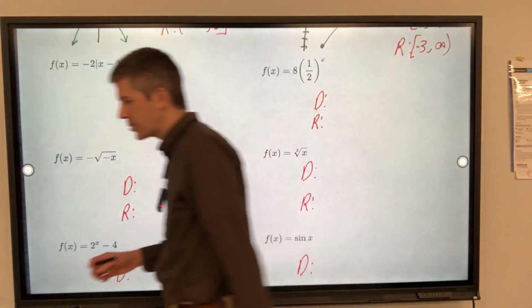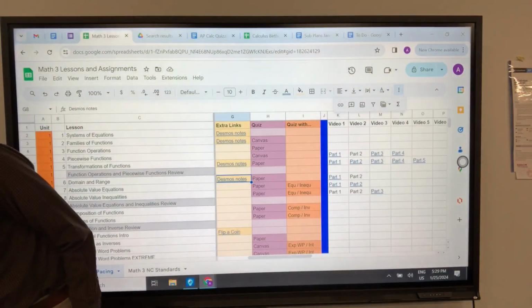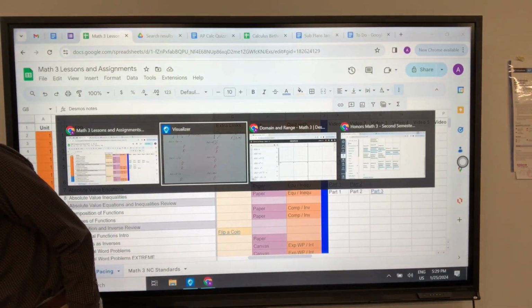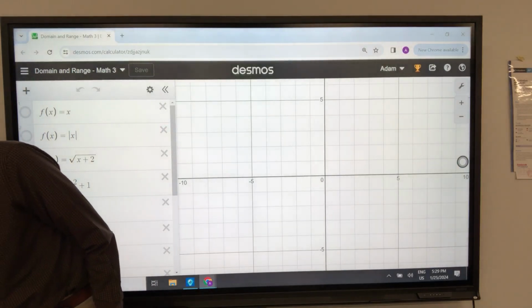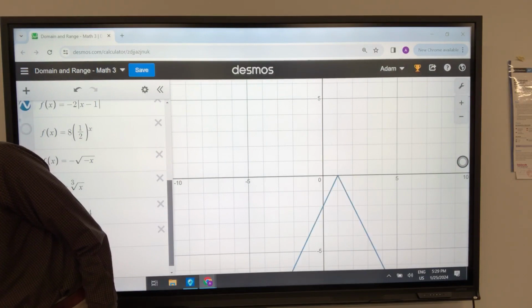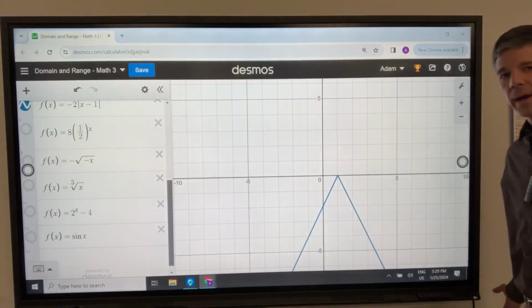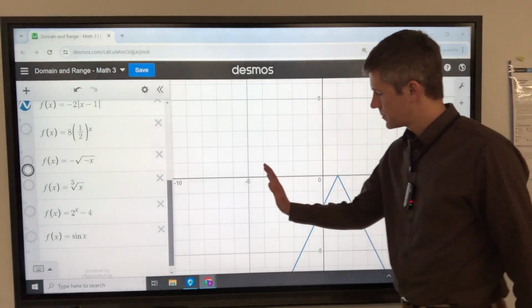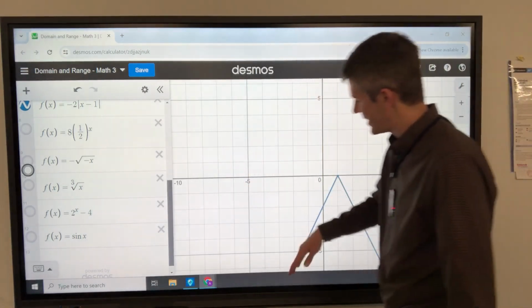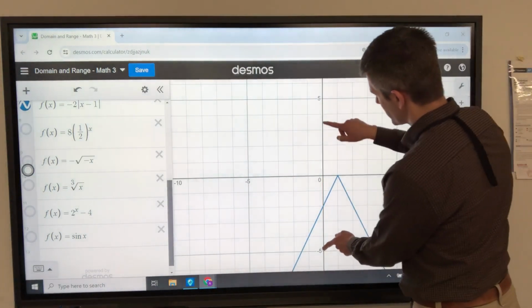Okay, let's go to Desmos. And that's not it. That's a spreadsheet of all the lessons. And I'm going to do, let's see. Let's start with this one. That's the next one we're doing. So domain. What's the domain? Well, does it go over forever? I can't tell. This is why I have this on the TV. Because I can do cool things like this.